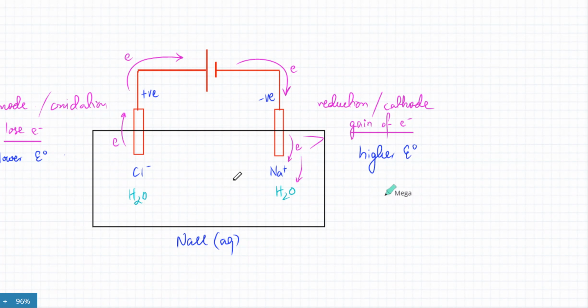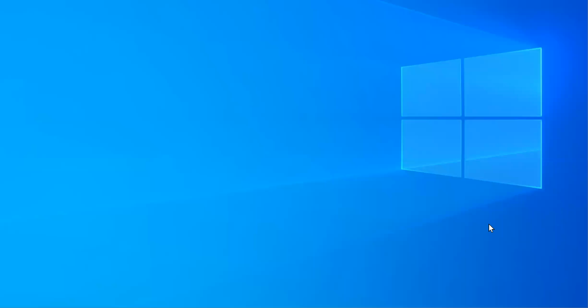Now, one out of the two has a higher tendency to gain electrons, and we're going to try and figure out which one. So what I need is electrode reactions. I need to figure out whether Na+1 or whether water likes to gain electrons. The one that has a high E0 has a greater tendency to gain electrons. So I'm going to open the data booklet and try to find equations for them gaining electrons.